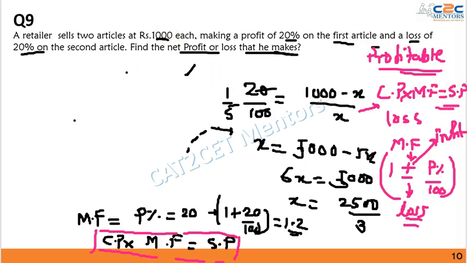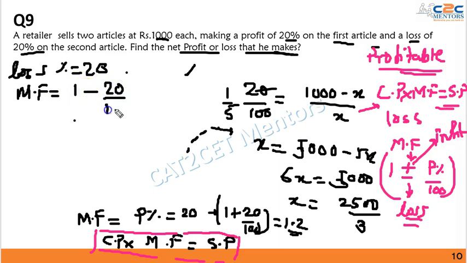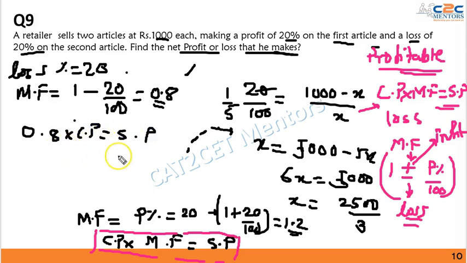Now over here we know that my loss percentage is equal to 20. So the multiplication factor which I'm going to get, I'm using the negative sign, is 1 minus 20 by 100. So this is nothing but 0.8. So 0.8 multiplied by the cost price is going to give me my selling price. So my cost price is nothing but 1000 divided by 0.8, which is equal to 1250.